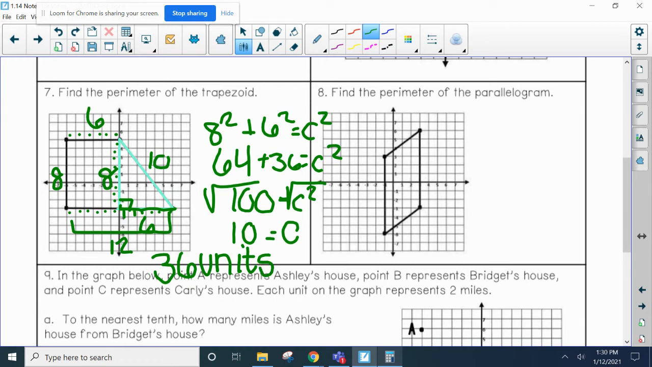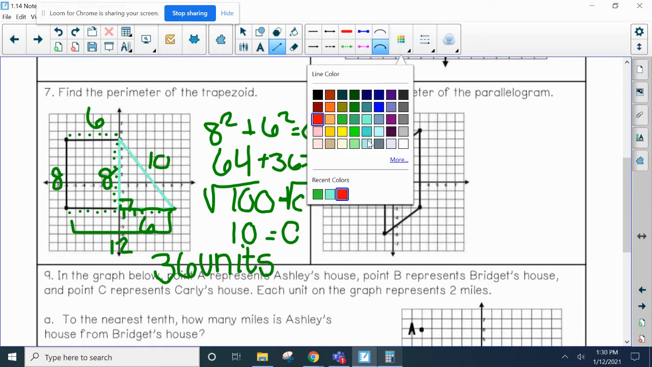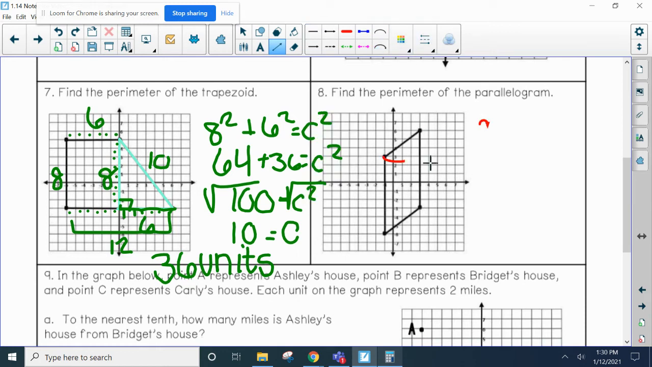Awesome. So I want you to go ahead and solve 8. I'm going to give you a hint though. So when you're solving this, make yourself a triangle. So here, I'll even give you a triangle to find your perimeter.